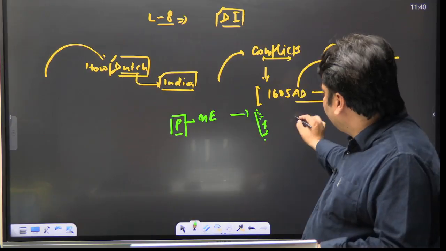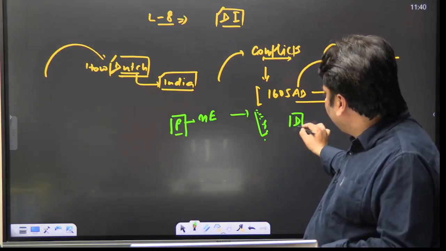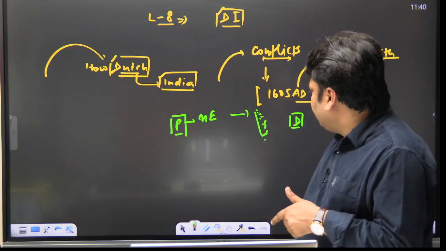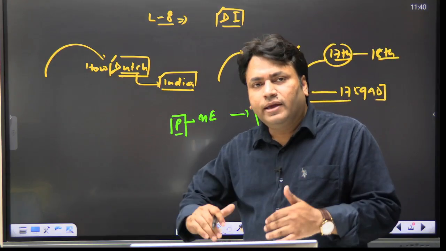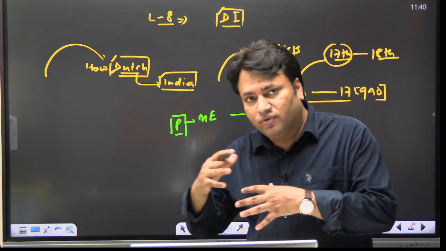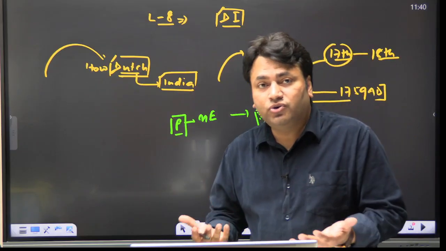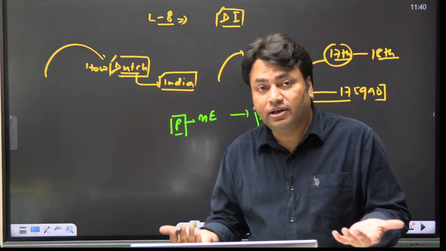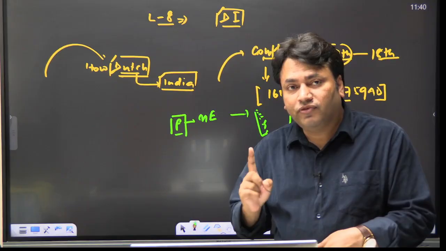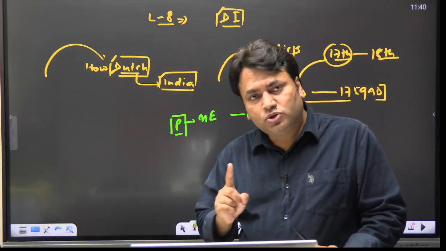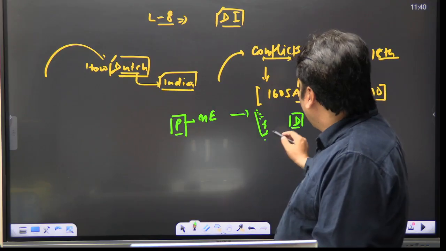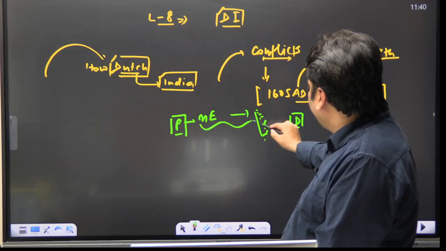So if Dutch want to enter the Asian trade, if they want to use the Cape of Good Hope route, or if they want to do trade and commerce in Southeast Asia, in the Malay Peninsula, Indonesia, they will have to fight with the Portuguese. So obviously the Portuguese conflict with Dutch will take place.